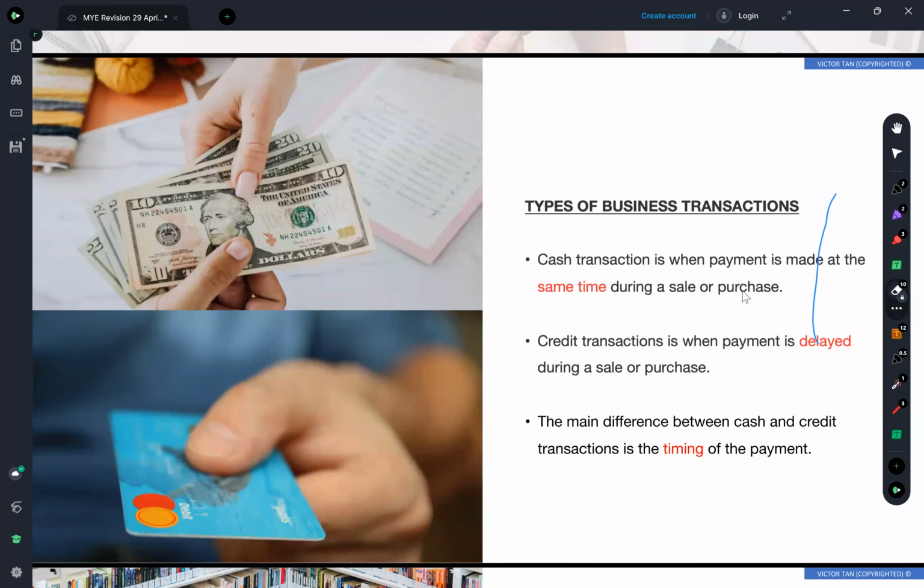Yeah, so all these will be given to you. So I'll only extract all the important points for my lesson today.